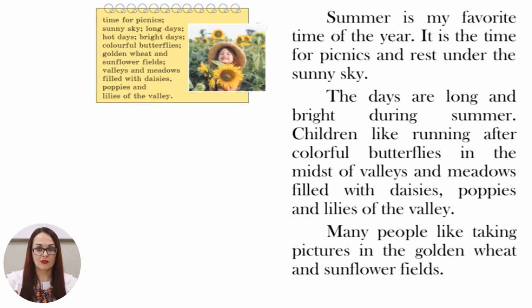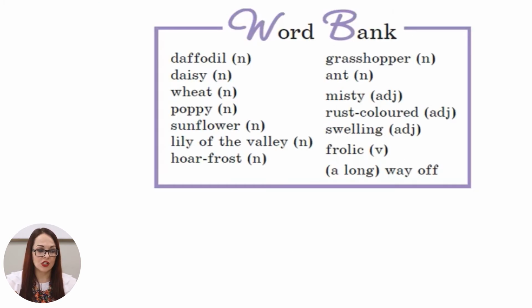So that was a lot of work done, right? Now we're going to practice some more words and enrich our vocabulary. So here is the word bank and the words: daffodil, daisy, wheat, poppy, sunflower, lily of the valley, hoarfrost, grasshopper, ant, misty, rust-colored, swelling, frolic as a verb, a long way off.